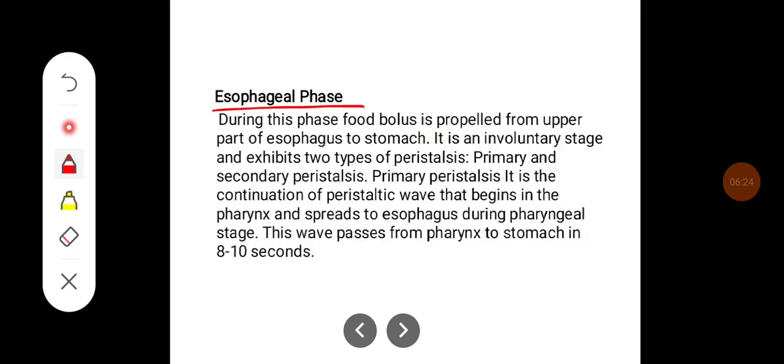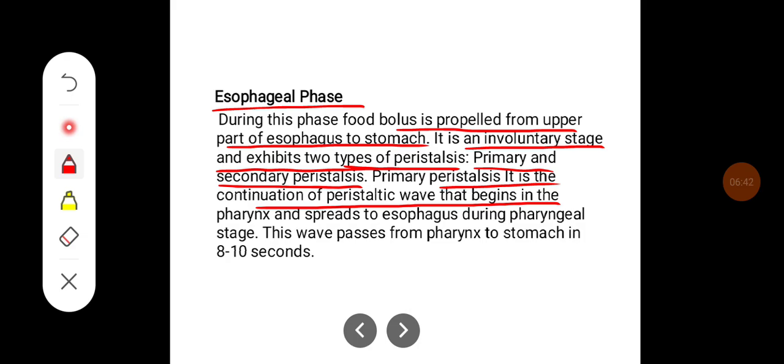Coming to the esophageal phase, during this phase, the food bolus is propelled from the upper part of the esophagus to the stomach. It is an involuntary stage again, and exhibits two types of peristalsis, that is primary and secondary peristalsis. Primary peristalsis is the continuation of the peristaltic wave that begins in the pharynx and spreads to the esophagus during the pharyngeal stage. This wave passes from the pharynx to the stomach in 8 to 10 seconds.